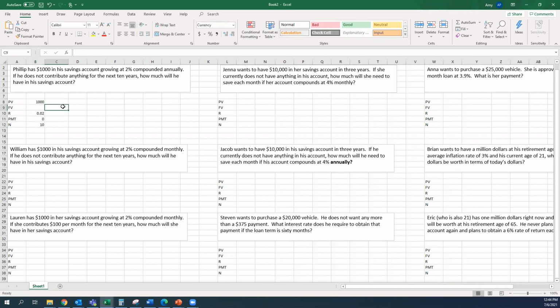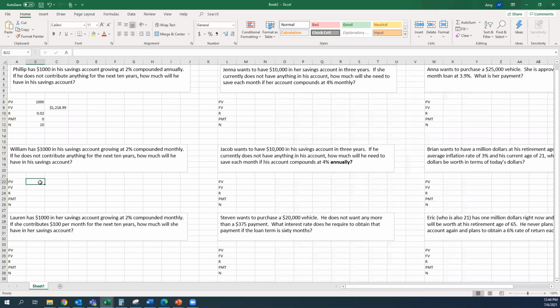So over here, we're going to come to our formula. We're going to do equals future value. And then you're going to click on your rate, your NPER, your payment of 0, and your absolute value of your present value. This gives him a value of $1,218.99. If he has $1,000 now, it grows at 2% for the next 10 years, and he doesn't contribute anything. So he would gain $218.99.